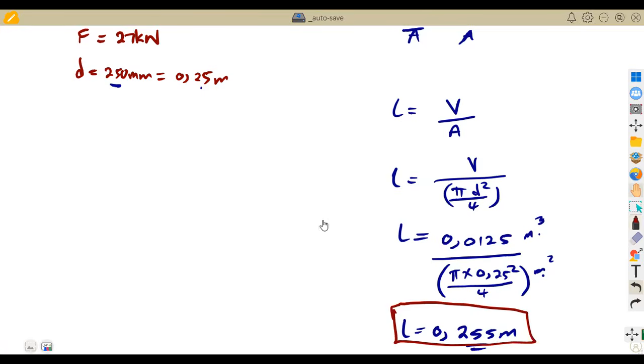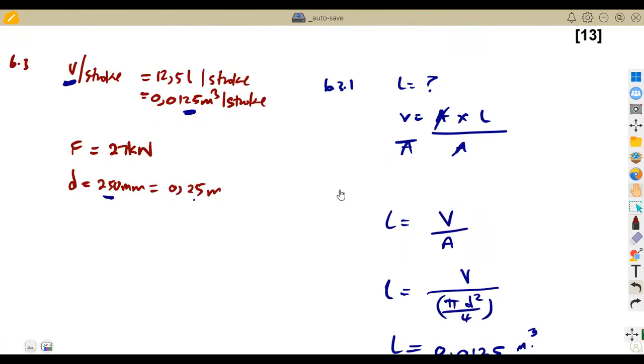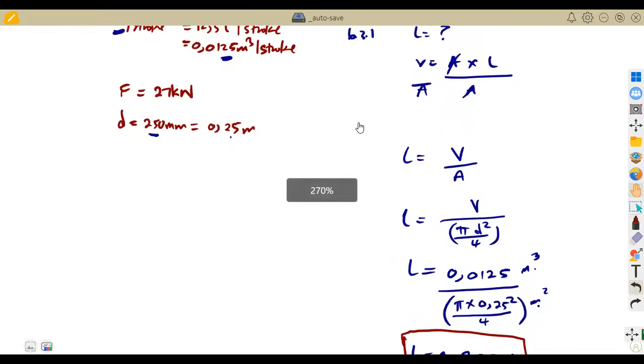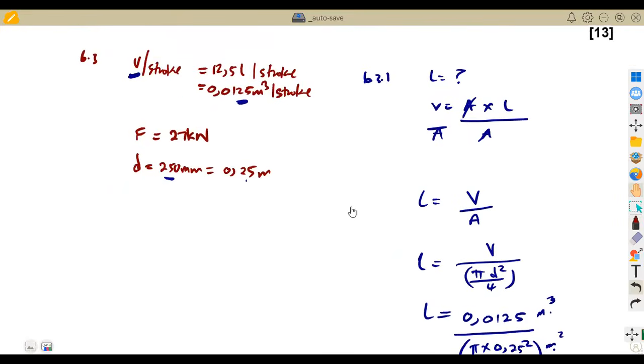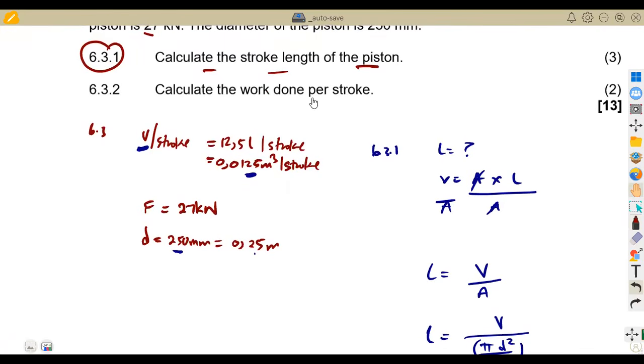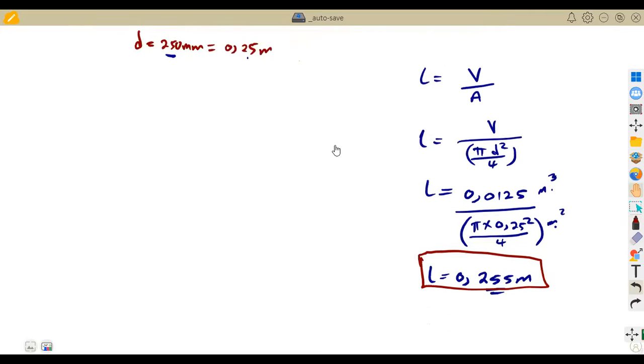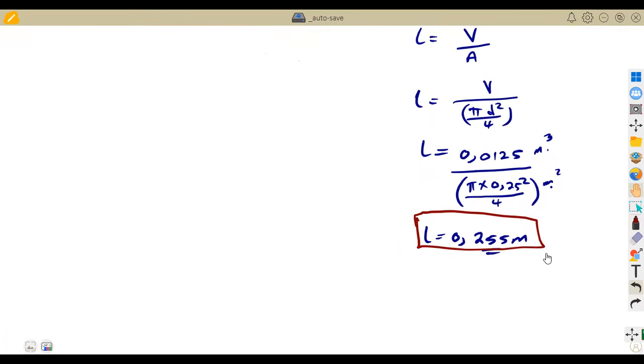It was a direct question. As you can see, it was just a question on the manipulation of the formula. You were just supposed to manipulate your formula. Then from there, they need us to calculate the work done per stroke. Remember, we've got the volume per stroke, and we calculated the stroke length. So what is going to be the work done?